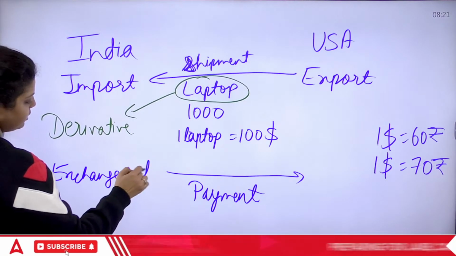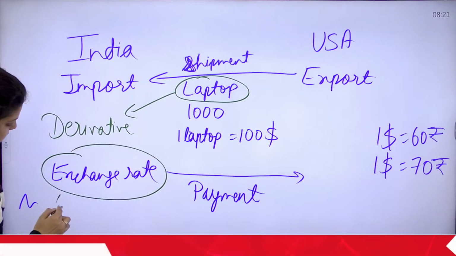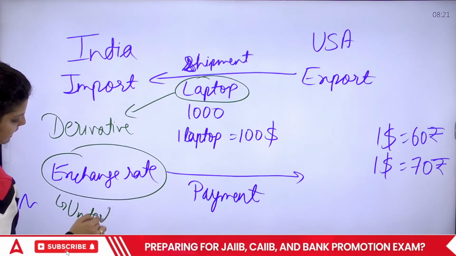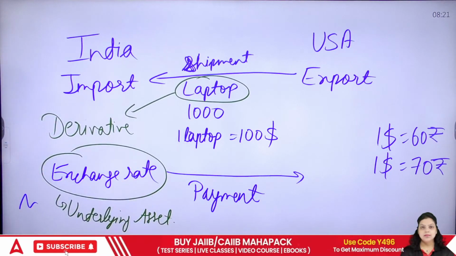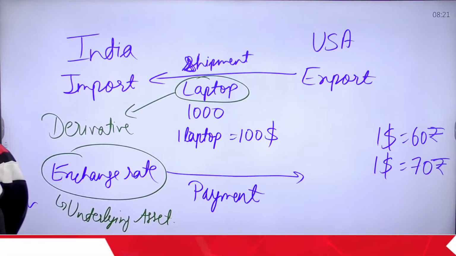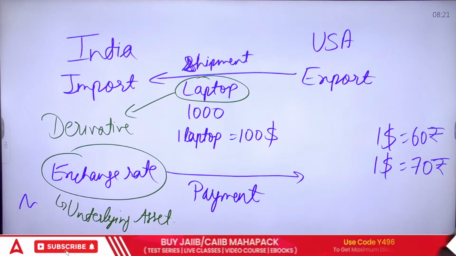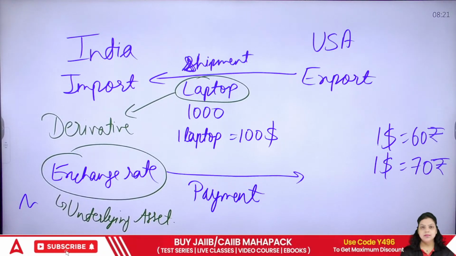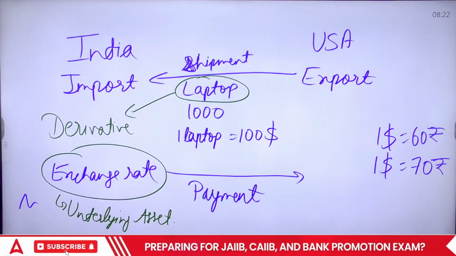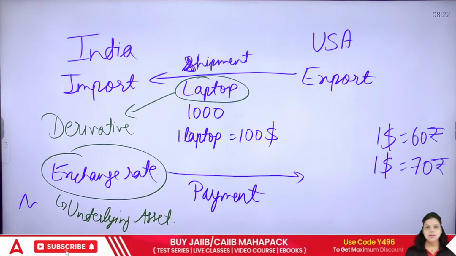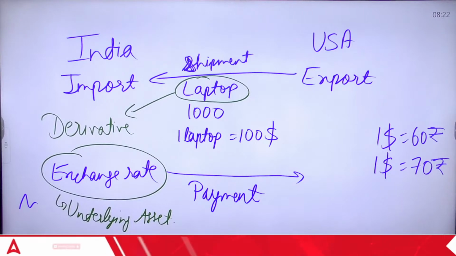Okay, the payment depends on the exchange rate. So this exchange rate will be your what? This will be your underlying asset, which is generating the value of your derivative. Okay, so what is derivative? Derivative is simply a product whose value is derived from two or more basic variables, and those variables are known as your underlying asset that we have discussed in the definition.